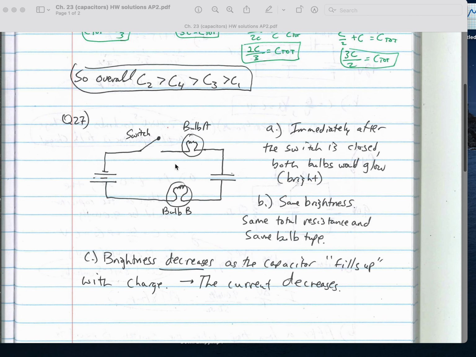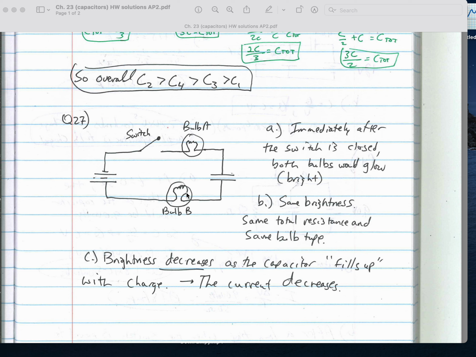All right, we've got a question here which has a switch, 2 identical bulbs, and a capacitor. Immediately after the switch is closed, both bulbs would glow pretty bright because essentially there's no charge on this capacitor, so it's acting like a circuit with just simply 2 resistors as the bulbs. They'd be the same brightness as each other. It doesn't matter whether they're before or after the capacitor or before or after the switch because it's a series circuit.